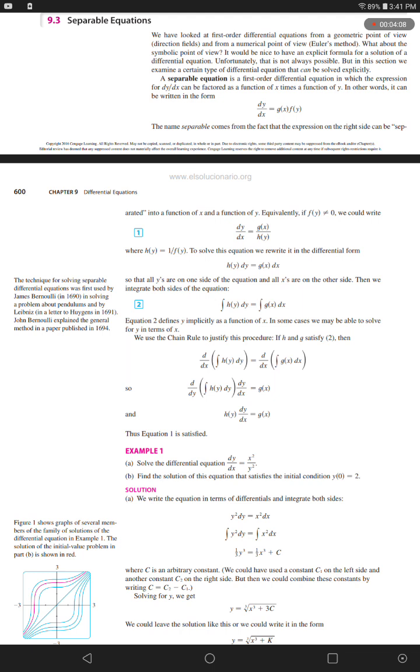Sidebar. The technique for solving separable differential equations was first used by James Bernoulli in 1690 in solving a problem about pendulums, and by Leibniz in a letter to Huygens in 1691. John Bernoulli explained the general method in a paper published in 1694.